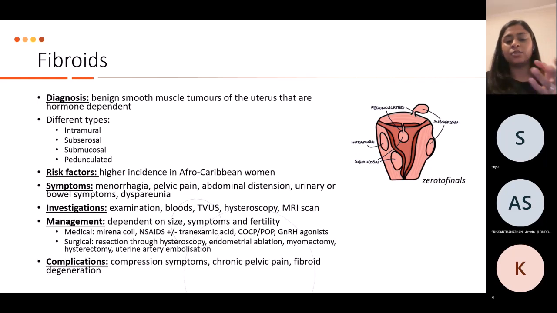A hysteroscopy is a really good way to look for these submucosal fibroids, but a transvaginal ultrasound will give you a better picture of how many fibroids there are, where they are, and what we can do. Again, management, similar to endometriosis, will depend on how big the fibroids are, what symptoms this person is getting, because some people have fibroids and don't get any symptoms, and whether they do or do not want to get pregnant. And so these will be either medical or surgical.